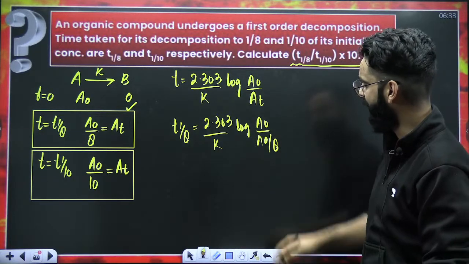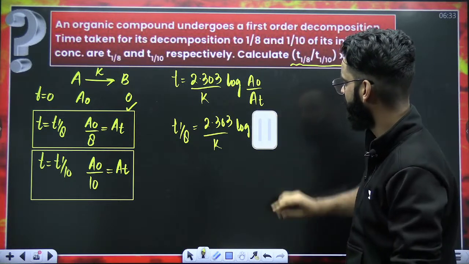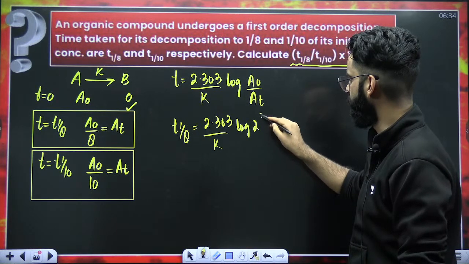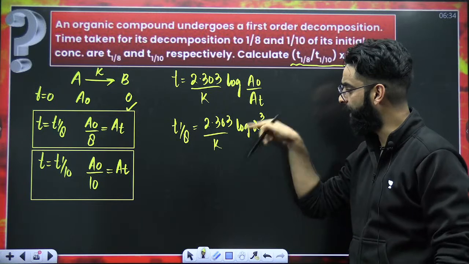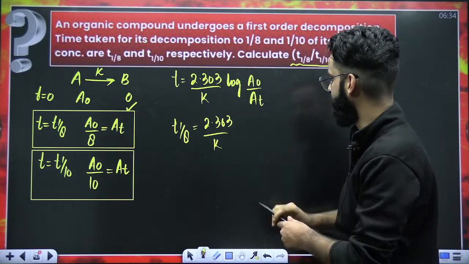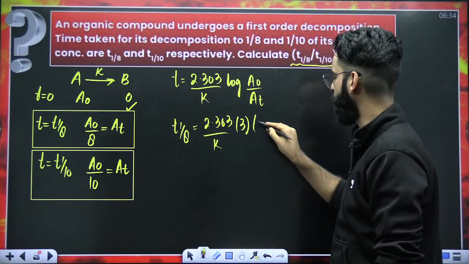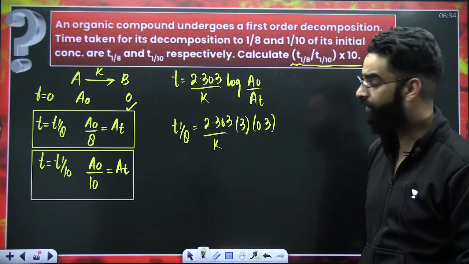So A0 cancels, and 8 comes up. 8 can be written as 2 raised to the power 3. Using log of m raised to the power n equals n log m, the 3 comes to the front, then it's log 2. Log 2 is 0.3. So this is the one equation I got.